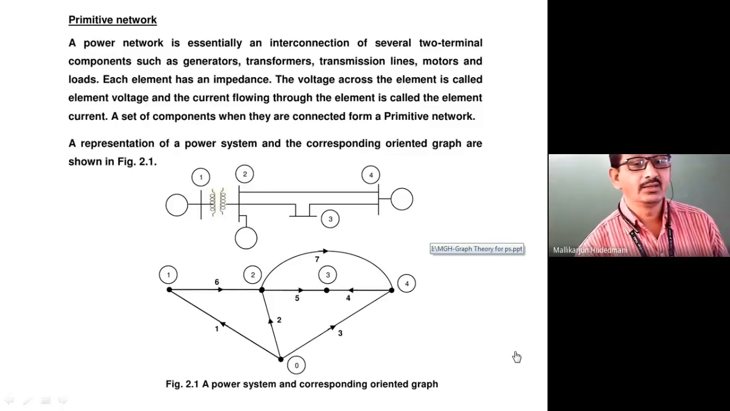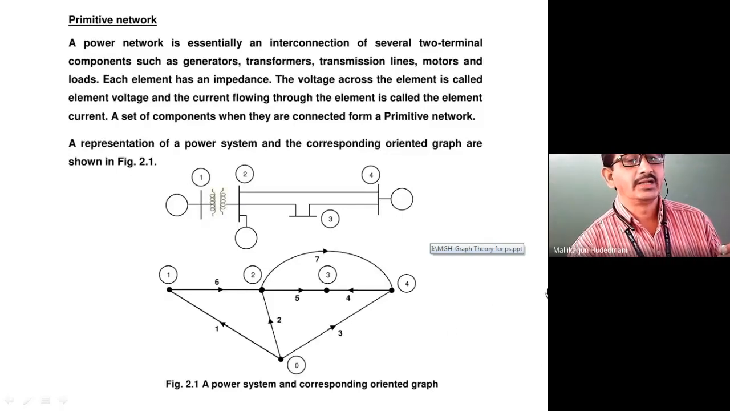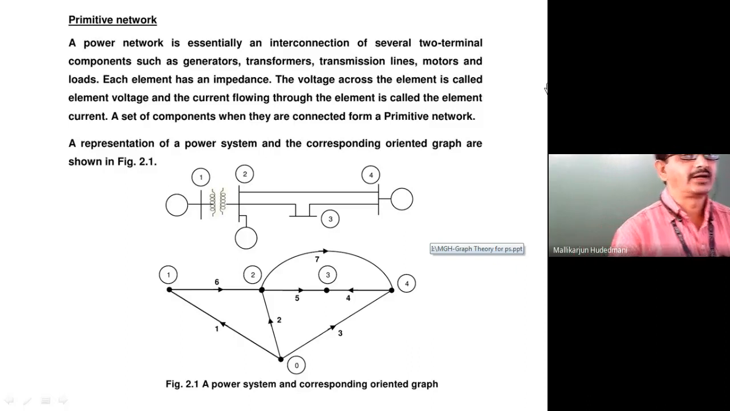Can someone confirm for me? The slide you are viewing on your screen might be the primitive network title. Yes, sir. Oh, thank you then.